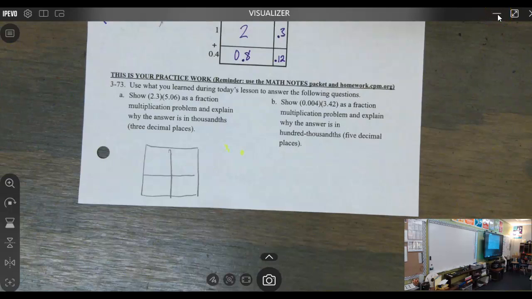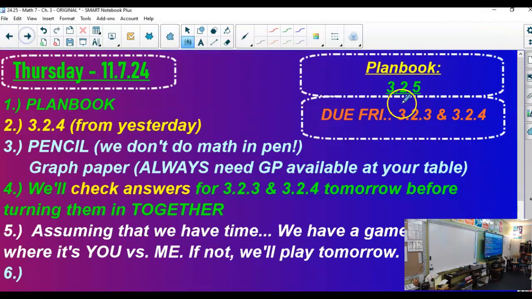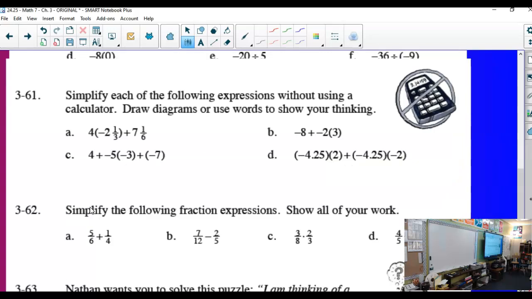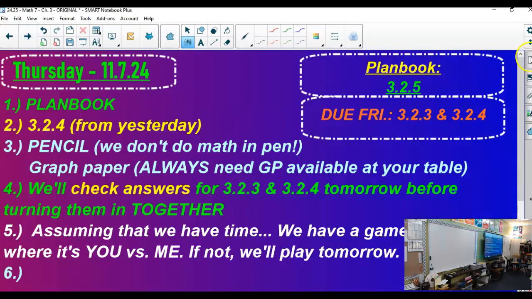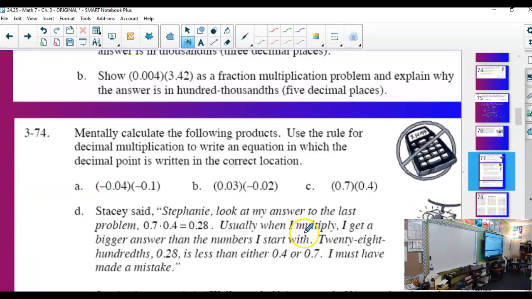All right, so from 73, we've got 2.3 and 5.06. For our friends playing along at home, I guess I should show that this is our homework, from 3.2.4, last night's homework, right? Or no, this is still in this lesson. Sorry, I got too many slides. I keep trying to move stuff around.